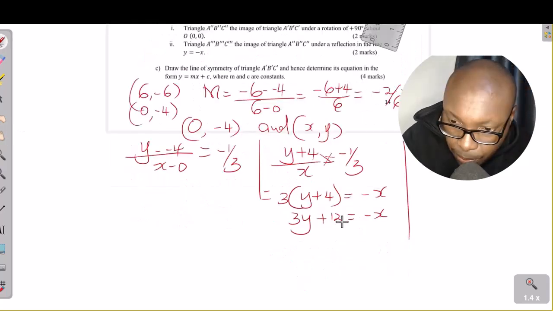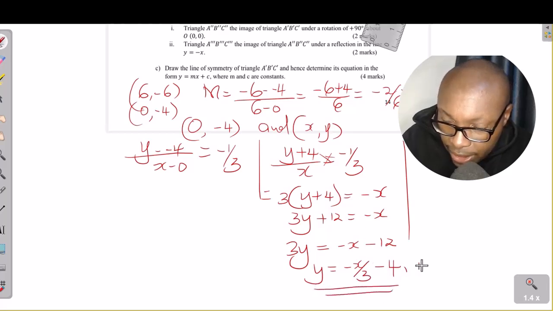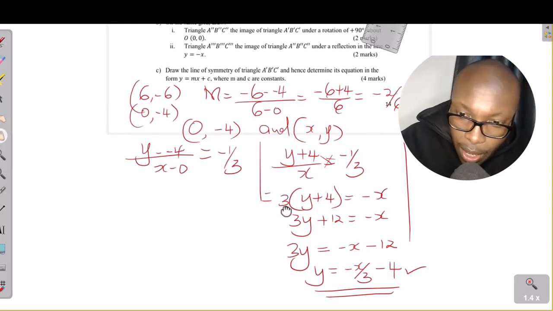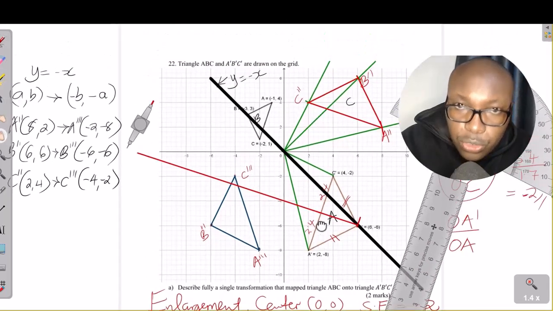And then we are supposed to give the equation in the form y equals mx plus c. So therefore 3y is equal to -x subtract 12. So divide each value by 3. y is equal to -x over 3, then subtract 4, which is 12 divided by 3. So that is the equation of that line of symmetry in the form y equals mx plus c. And that is how you're supposed to solve that question.